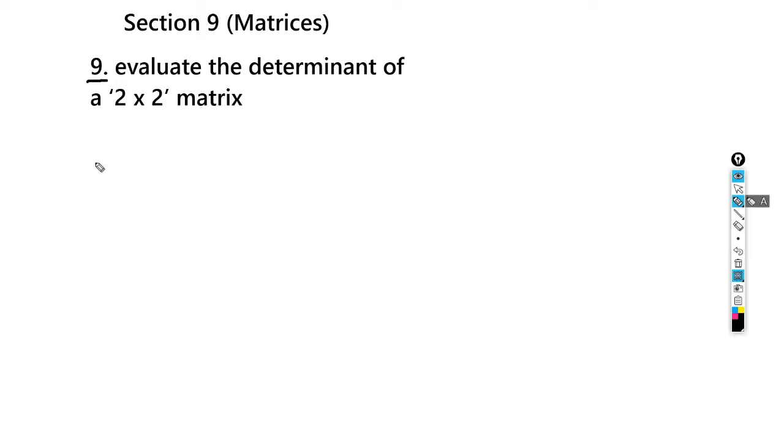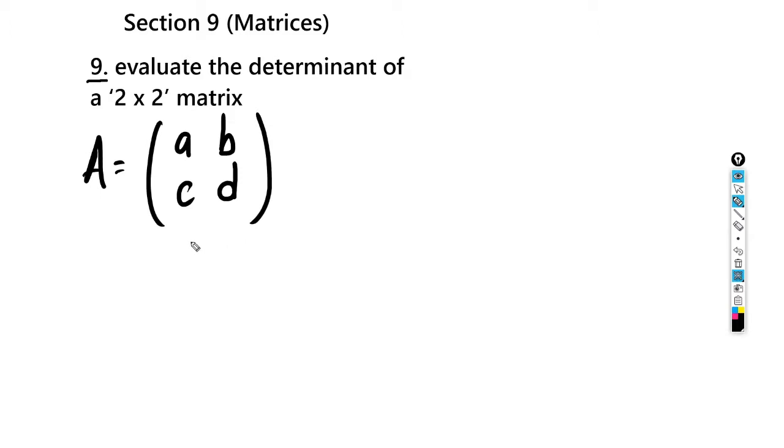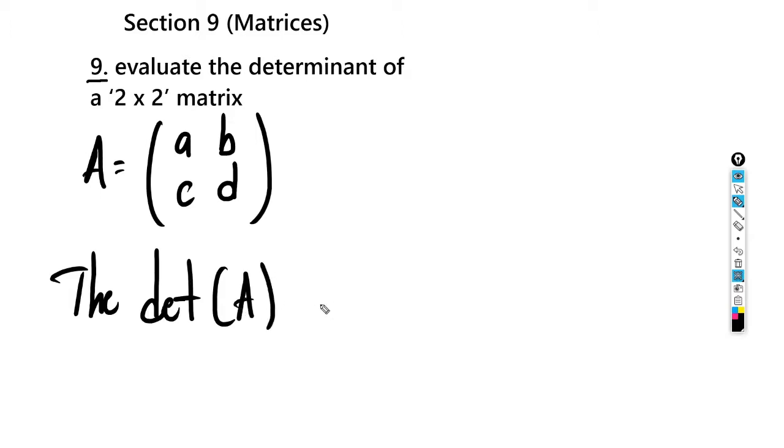Okay, so the definition. Let's define a matrix here. Let's call it A. So the matrix is A, B, C, and D. This is the matrix. The determinant, we're going to put DET for short. The determinant of A is equal to AD minus BC. Okay, so this is the definition.